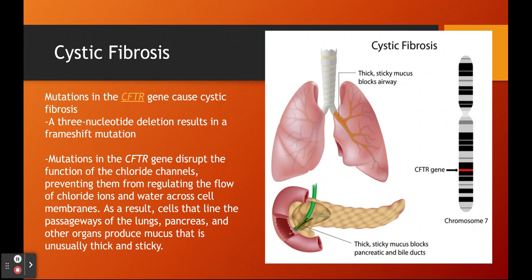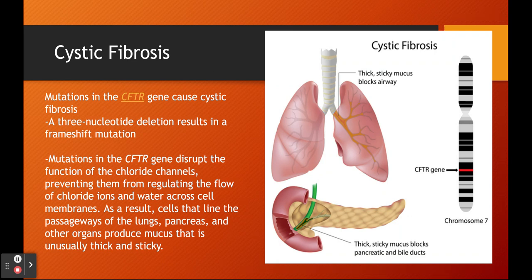Okay, the next one I want to mention is cystic fibrosis. So cystic fibrosis is due to a mutation in the CFTR gene. This is a 3 nucleotide deletion, and it results in a frame shift mutation. So we just talked about frame shifts. If you shift all the frames over, it's a problem for the protein.